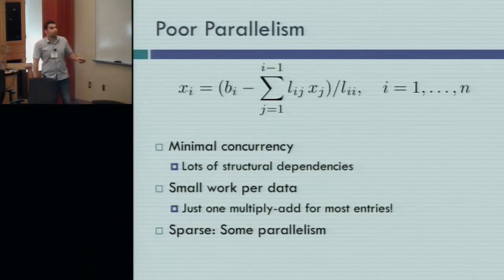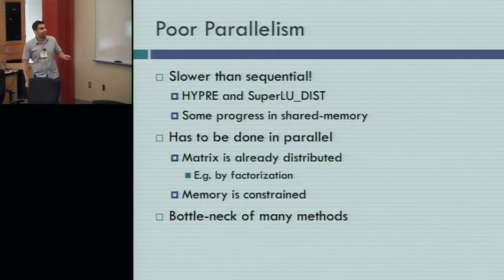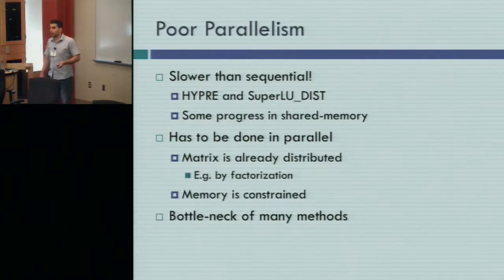Because of sparsity, some Lij's are 0, so you probably have more parallelism, but that is limited too. That's why in standard packages, what I have observed is that it's slower than sequential in many cases. I'm talking about famous packages like HYPRE, which is from Lawrence Livermore National Laboratory, and SuperLU from Lawrence Berkeley National Laboratory. These are used by scientists on different supercomputers.